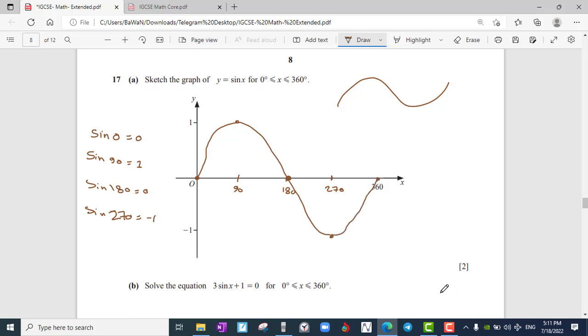This is the graph. If you don't memorize it, you can follow this way, even if it's not y equals sine x like this. If it's y equals 3 sine 2x, or sine x squared, anyhow, you can find the graph by going by pi over 2 or 90.